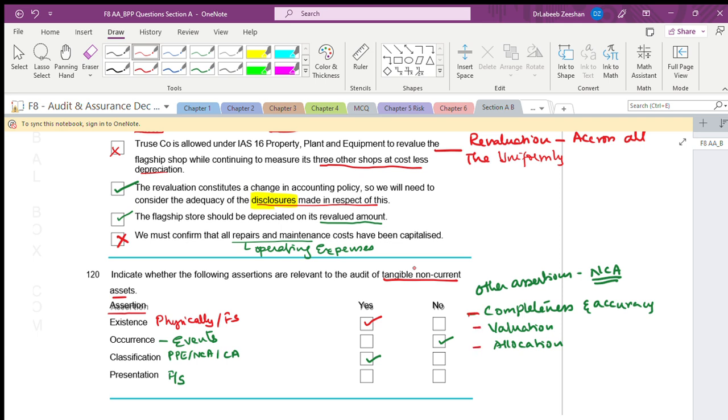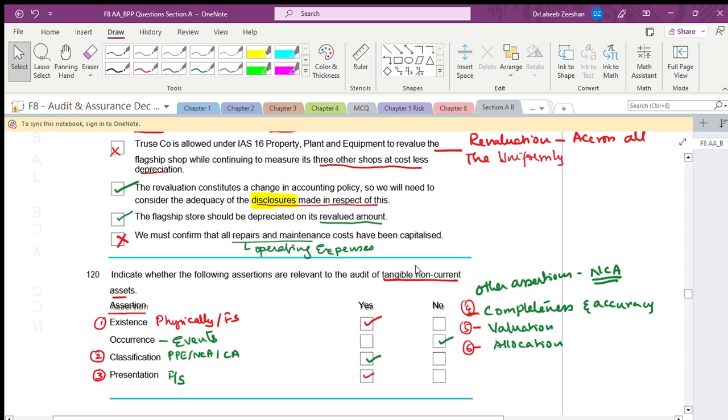See, how many assertions are there? You put the things: first one, second one, third one, this is the fourth one, this is the fifth one, and this is the sixth one. How many types of assertions are there for tangible non-current assets? Existence, classification, presentation, completeness, valuation, and allocation. Now you can see that is the reason: you cover one question, and automatically you have to cover the maximum.